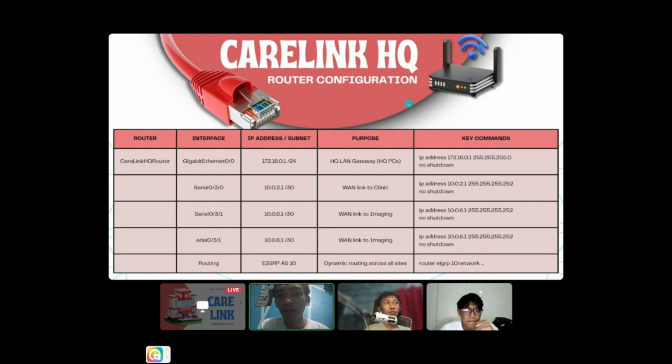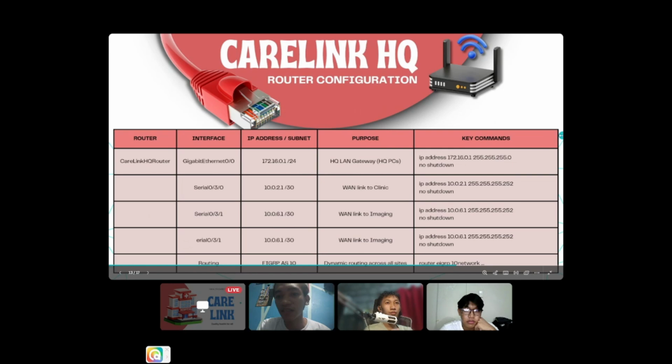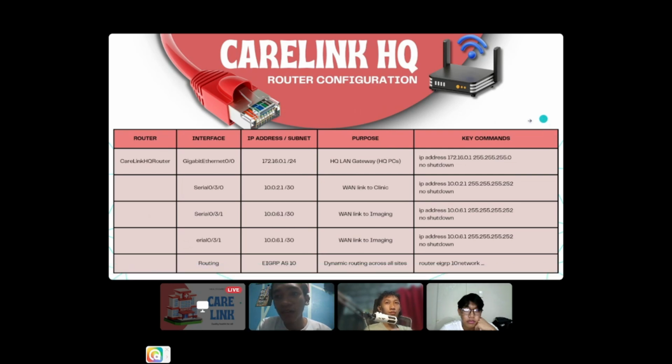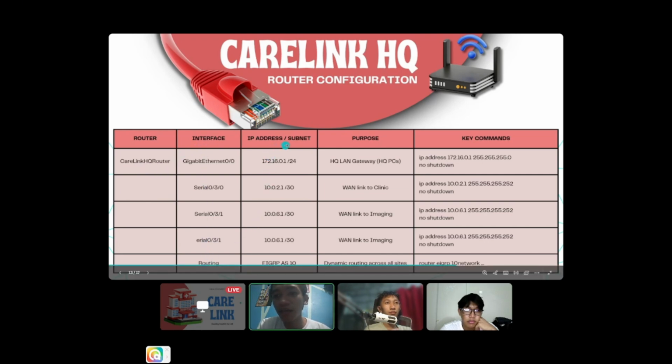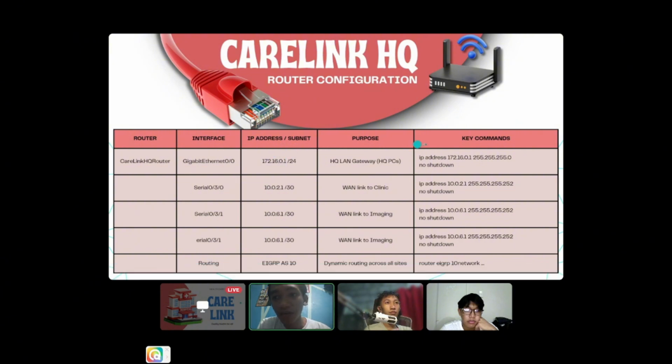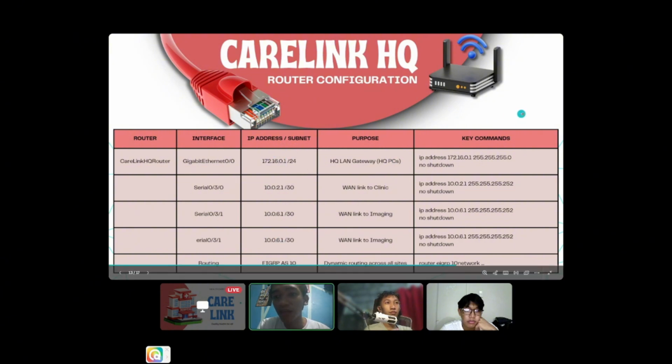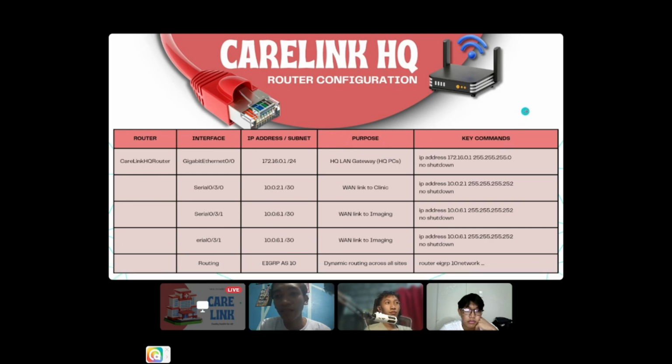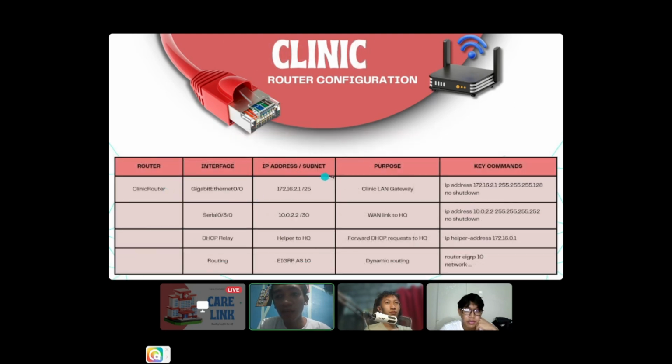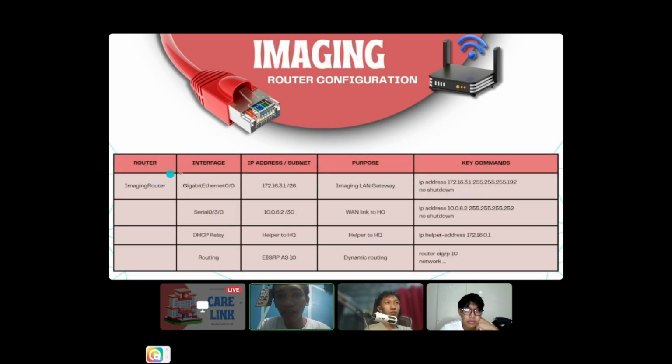Now, this table shows the configurations we use for the devices. Here, as you can see, the first column is the name we use for the router. The second is the interface we use, and the third is the IP addresses. The fourth is the purpose, and the last is the key commands. You can see the same on the two other branches, clinic and imaging.